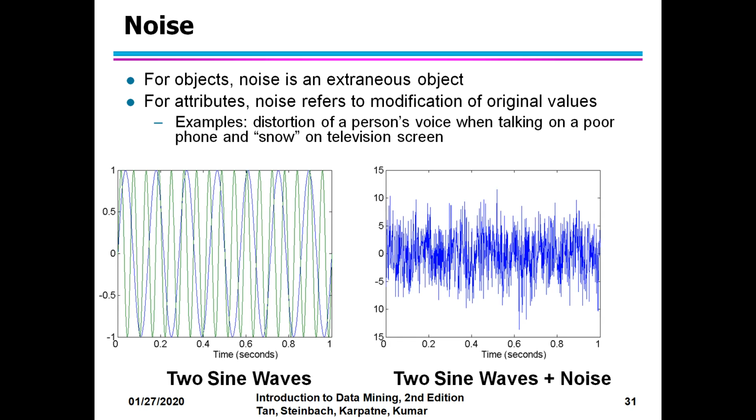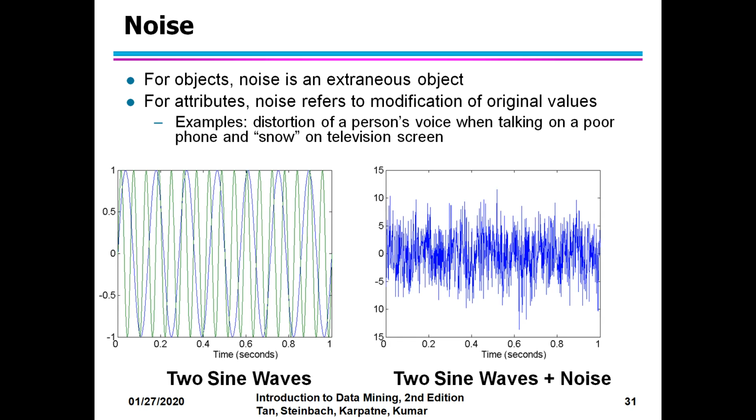For attributes, noise refers to the modification of original values. Whenever noise gets added to a signal, the signal loses its original value, which is occupied by the noise. Examples are the distortion of a person's voice when talking on a poor phone line, and snow on a television screen. During the rainy season, we will not get a proper quality of the channel. Or if you are talking on a phone where signal strength is very low, there will be distortion.